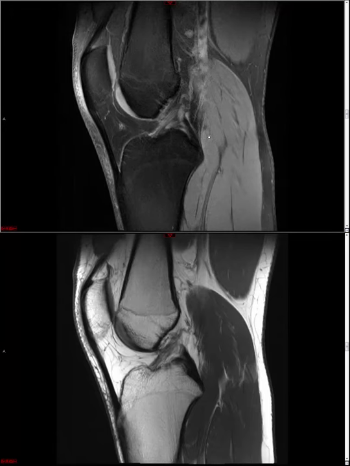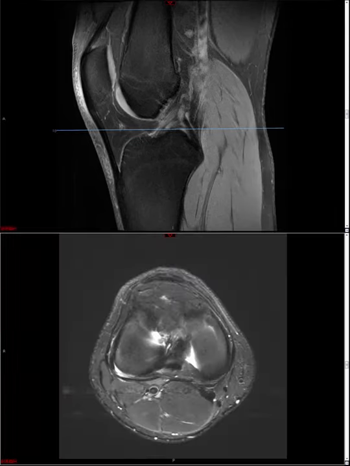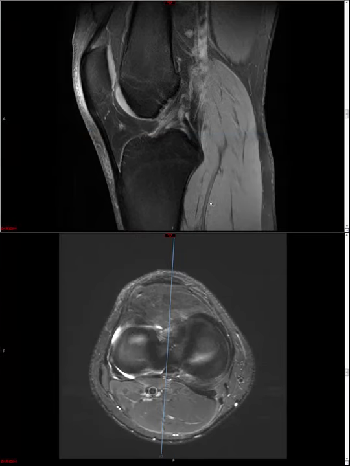I'll talk about what we use each sequence for and what I use each sequence for. I want to emphasize before we really get into the details that it's really important to have multiple planes up on the screen at the same time, because that's what allows you to really see and be confident with what you're seeing on one sequence as opposed to another.